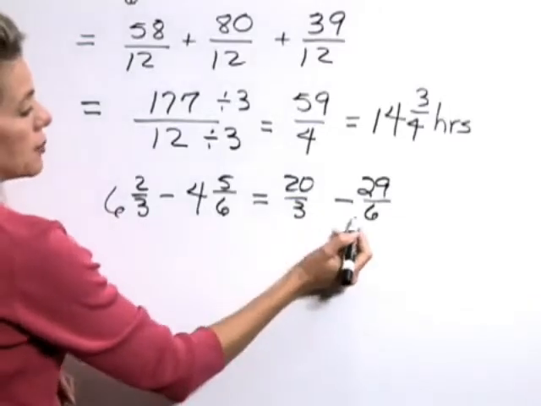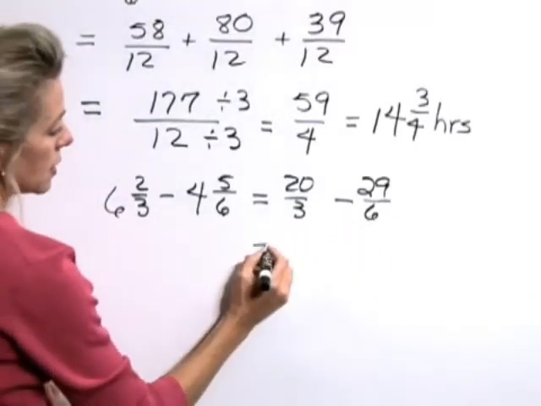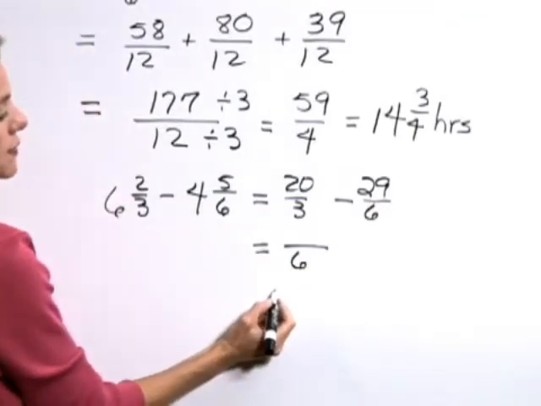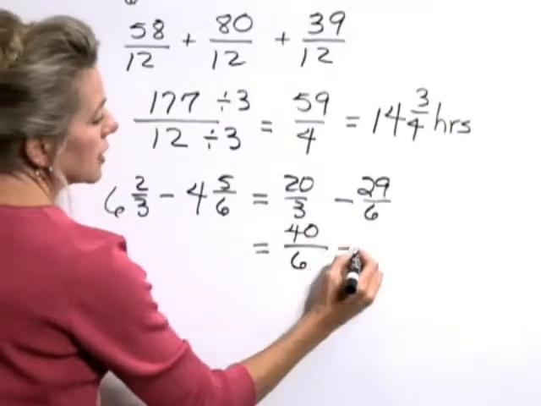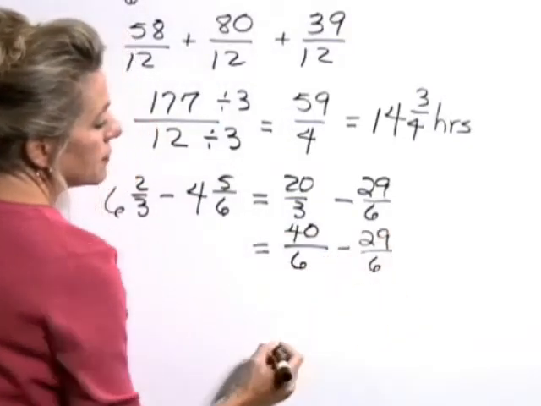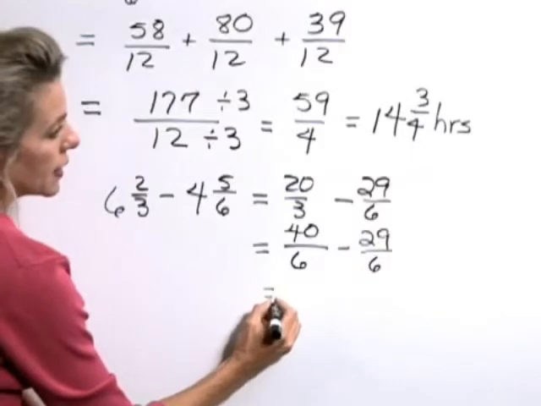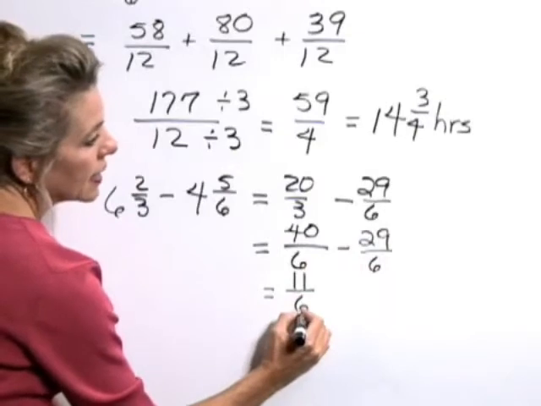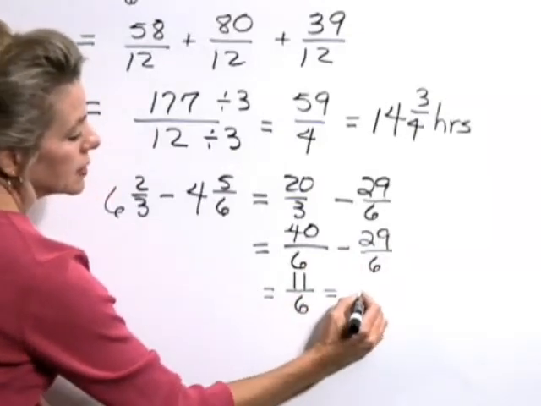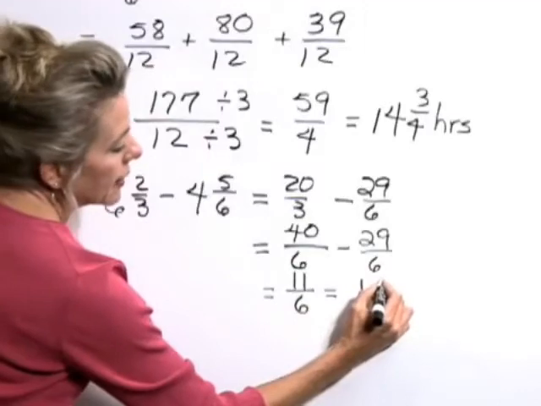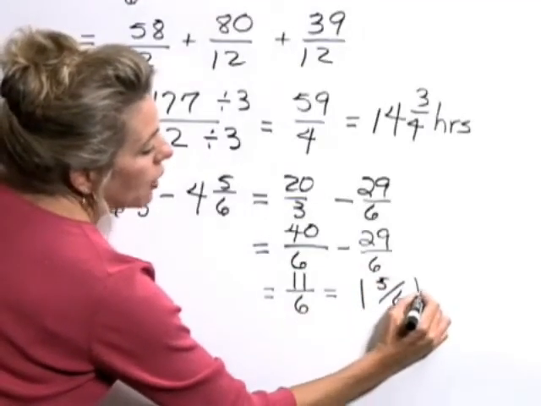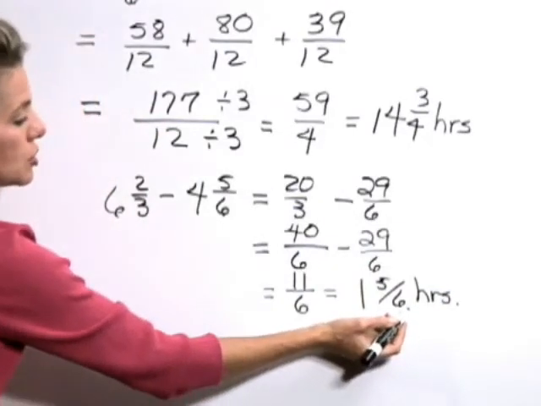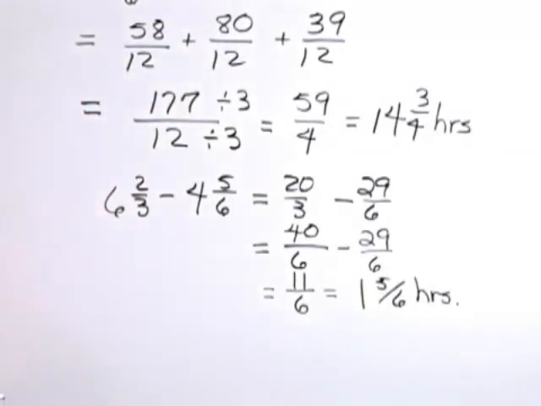Now the common denominator between 3 and 6 is 6. So we change 20 over 3 into a fraction with a denominator of 6, and that would be 40 over 6. And then we're going to subtract 29 over 6. Giving us 40 minus 29 is 11, and 11 over 6 can be changed to the mixed number 1 5/6 hours. So she spent 1 5/6 hours more time on Tuesday training for the wheelchair race than she did on Monday.